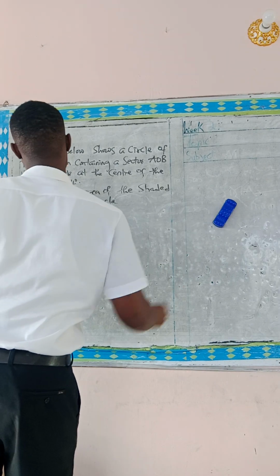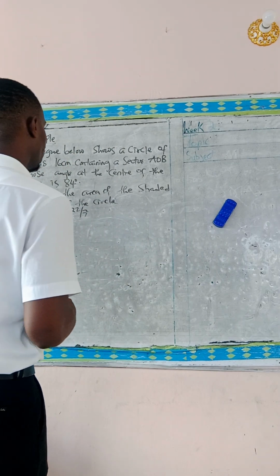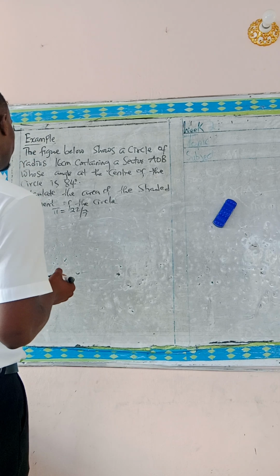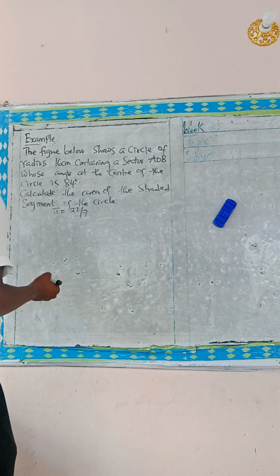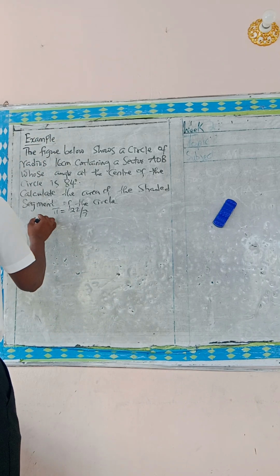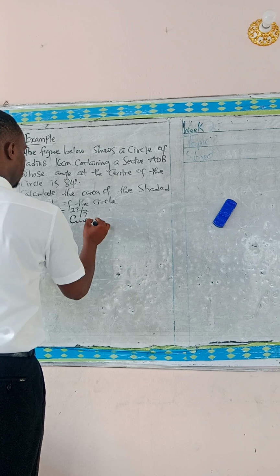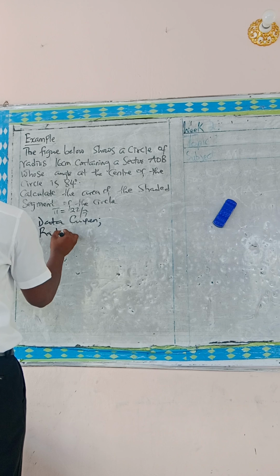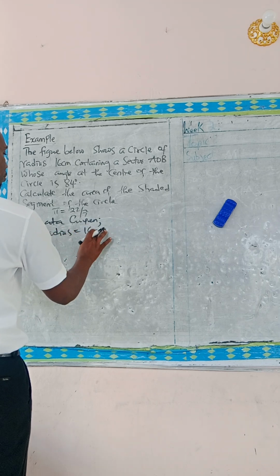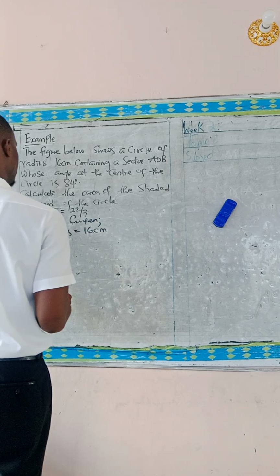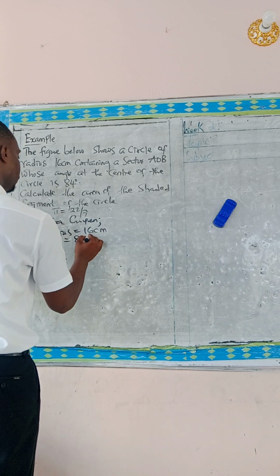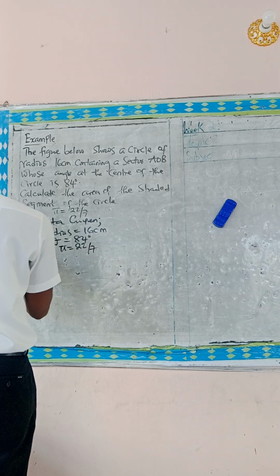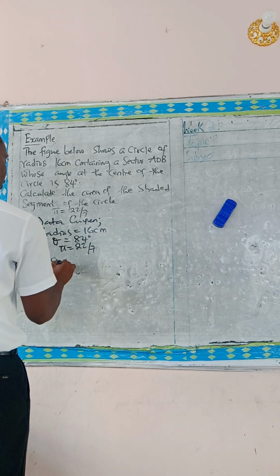They said the figure below shows a circle of radius 16 cm containing the sector AOB whose angle at the center of the circle is 84 degrees. Calculate the area of the shaded region. So we can simply do that by writing out the data given. Always write out your data given. The first data is the radius, which is 16 cm. The next one is the angle subtended, which is 84 degrees. And lastly, pi, which is 22 over 7. So, area of shaded region.